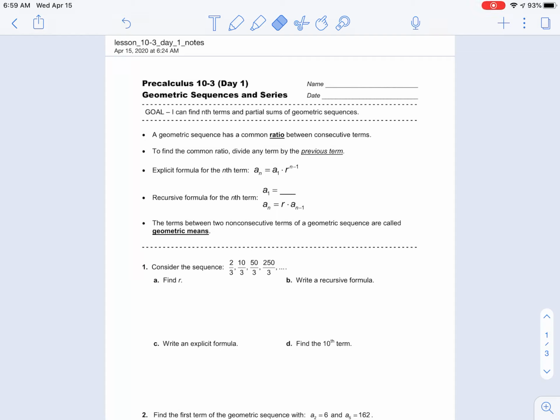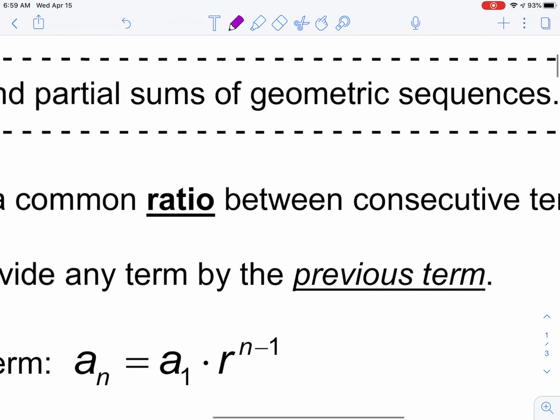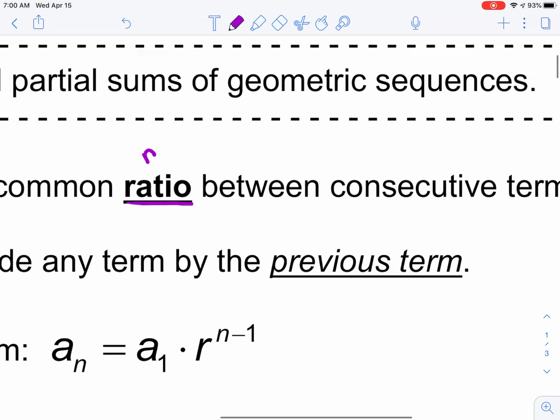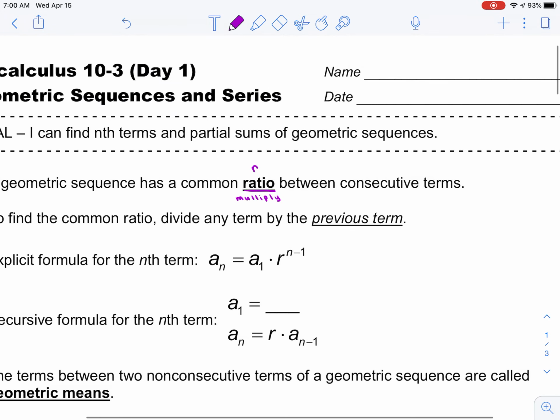Today we're going to look at section 10.3, which deals with geometric sequences and series. When we talk about a geometric sequence, you're going to be seeing that each of the sequences given have a common ratio. We call that ratio the R value. Basically, when I say ratio, I mean you're going to multiply by the same value to get to each term. So unlike arithmetic, where we add or subtract, we are multiplying by the same value each time.